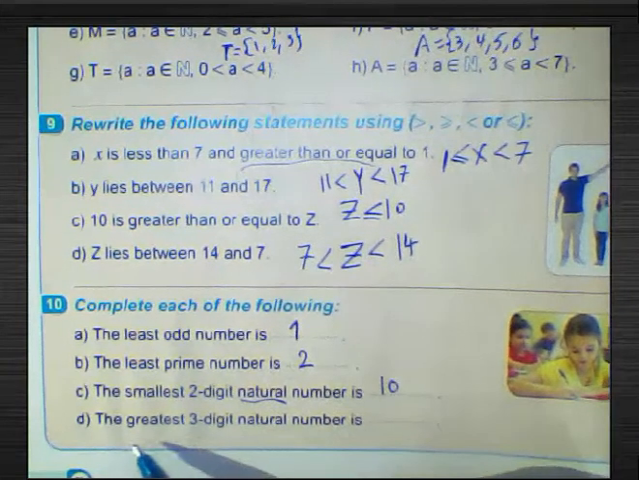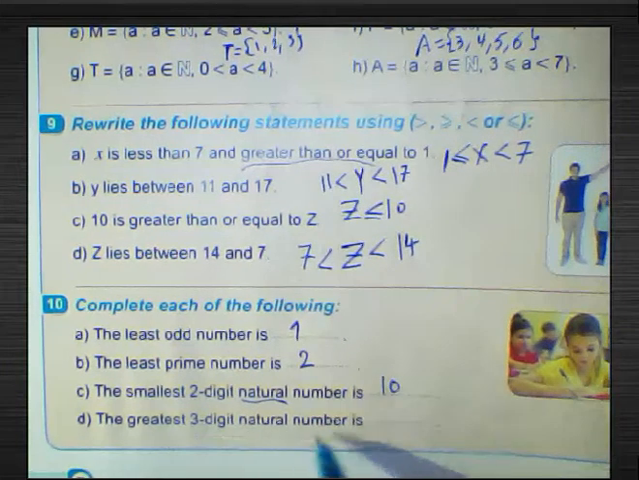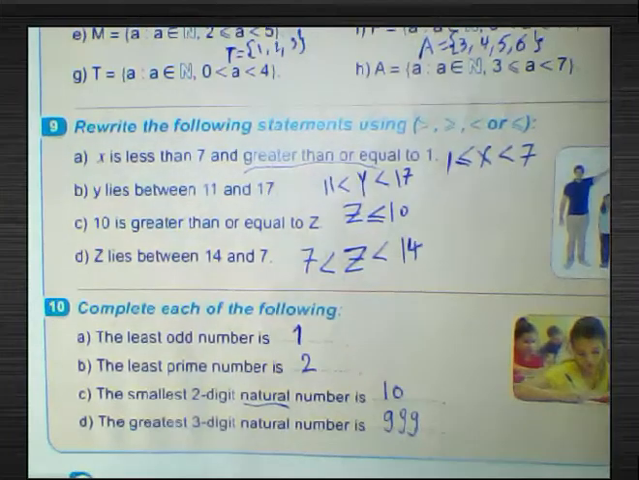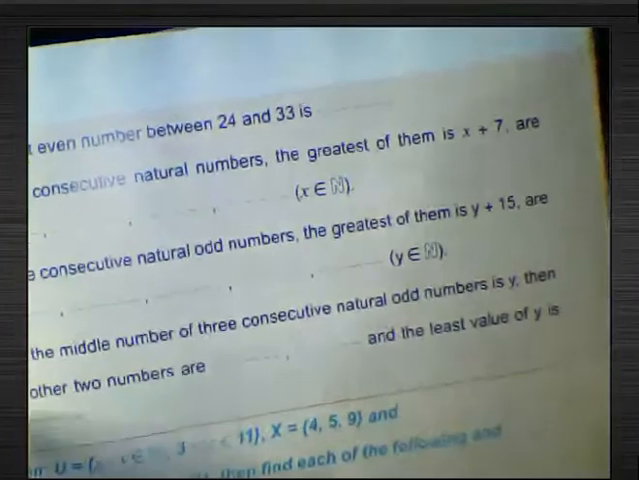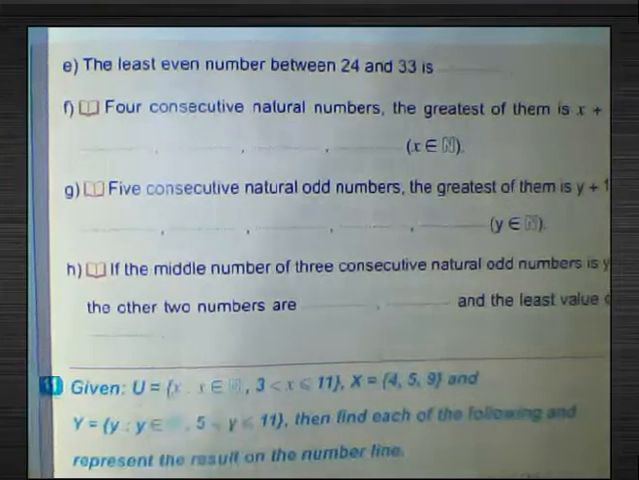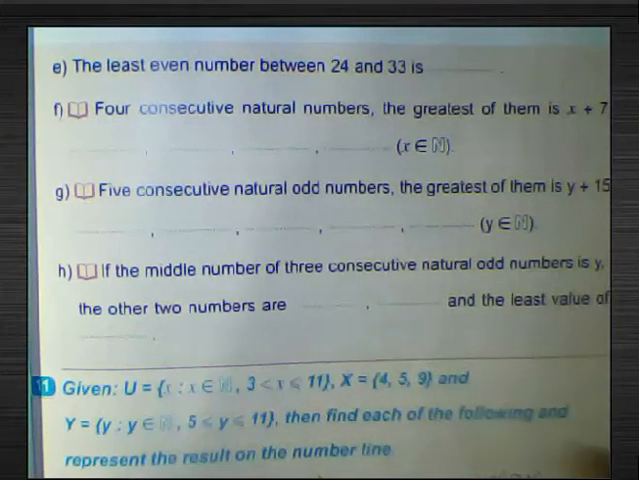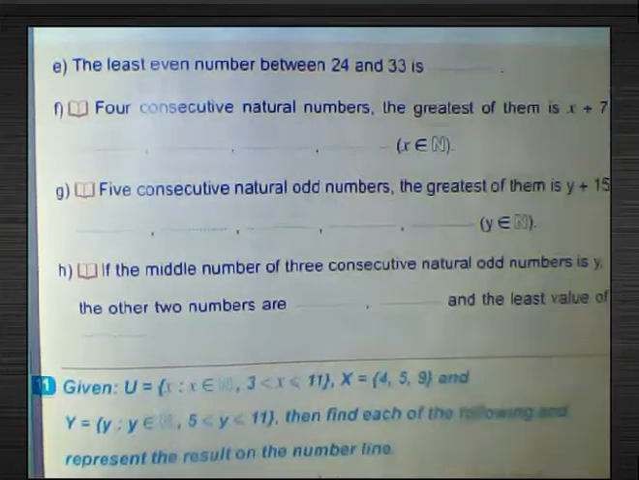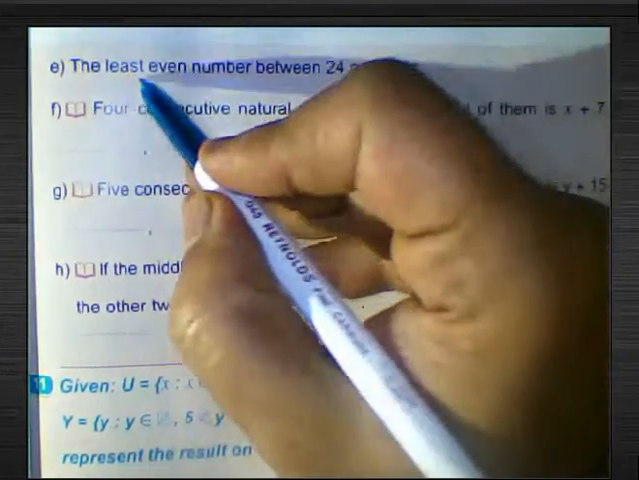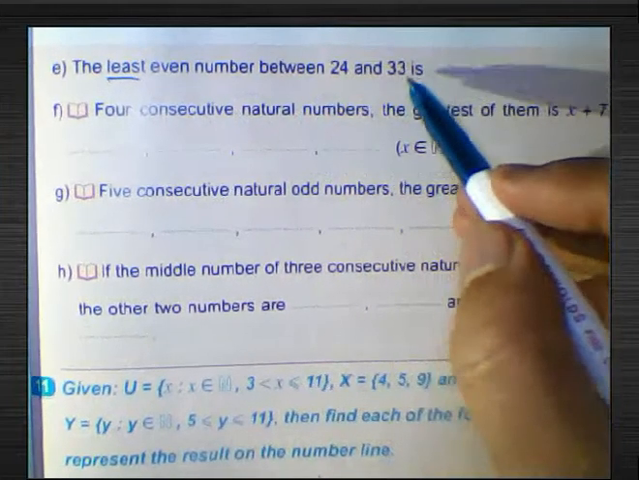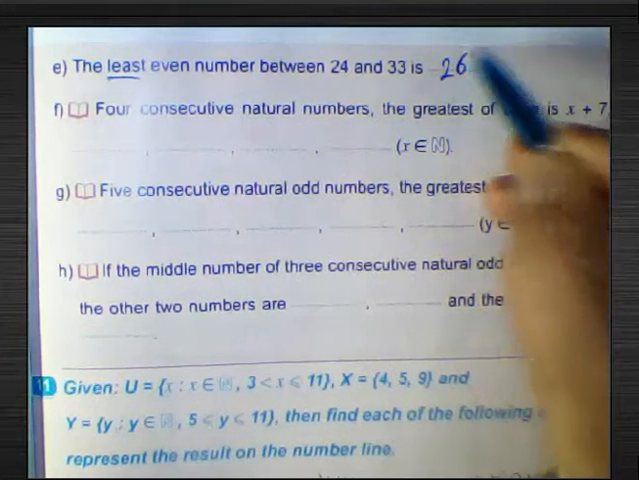The greatest three-digit natural number is 999. The least even number between 24 and 33 is what? You want to find the least even number. Look with me at this word. The least even number between 24 and 33 will be 26.